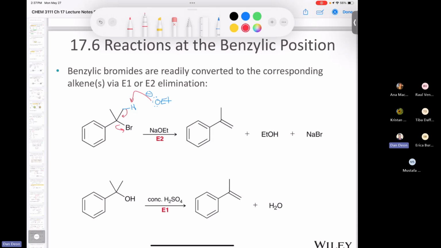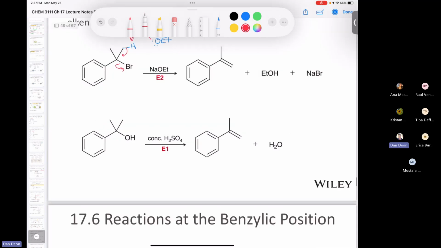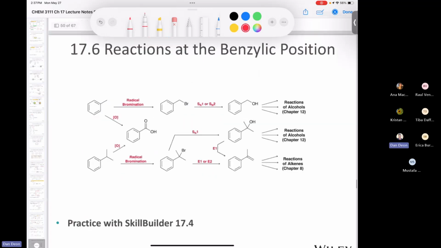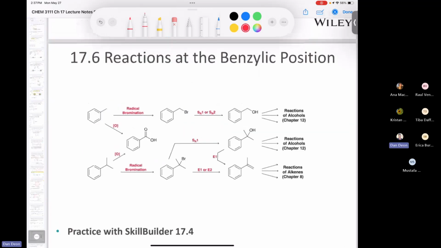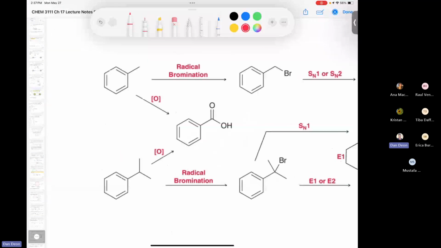So there's a lot of power in this idea of benzylic oxidation and radical bromination. So what have we covered? We've covered that you can take the benzylic position and you can oxidize it to a carboxylic acid. But remember, you have to have at least one proton. Okay, you've got to have at least one proton at your benzylic position or it doesn't work.